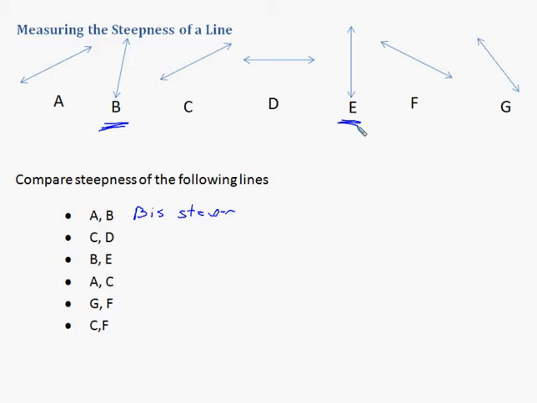And then C and F. C and F look like they have the same steepness. They're just going in different directions. So we're going to be looking at each of those things and putting a number to steepness because it's helpful if we can quantify it, because when we can put it to numbers, we know how to work with numbers mathematically, and that will help us.